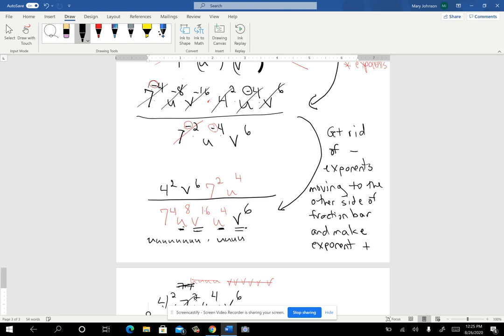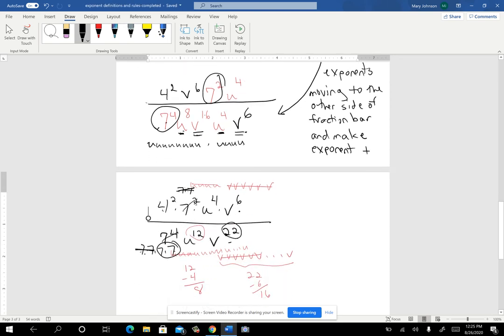If it's on top, you would do 1 over 7 to the 4th and it would move down to the bottom. If it's on the bottom, when you do 1 over 7 to the 2nd, ultimately it winds up being on top. So the big idea is you can just move it to the other side of the fraction bar to change the sign. Okay?